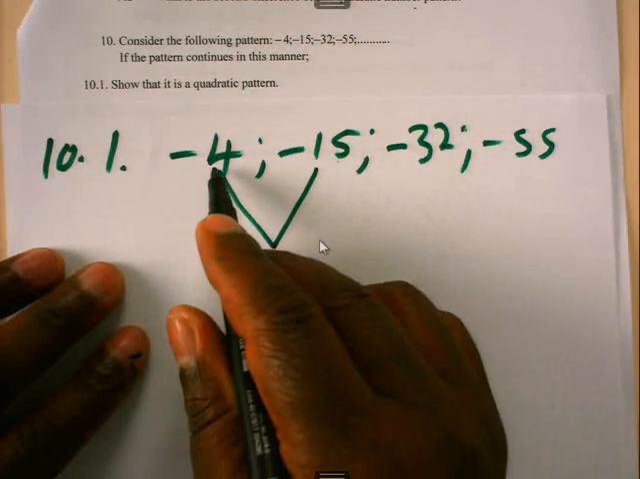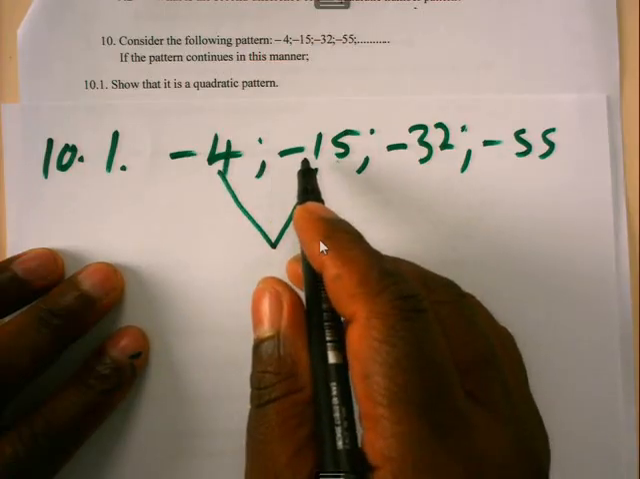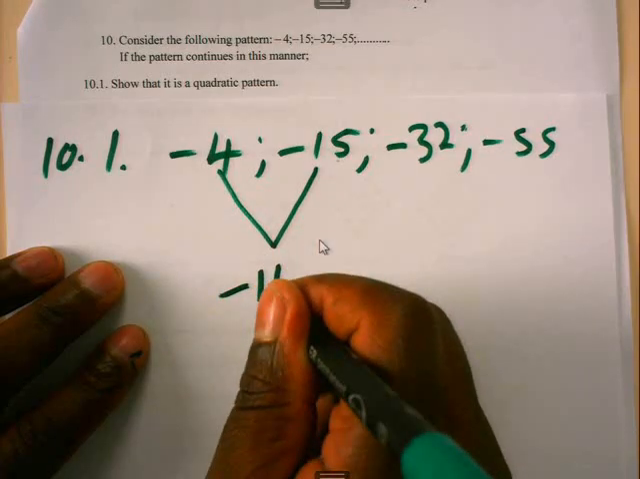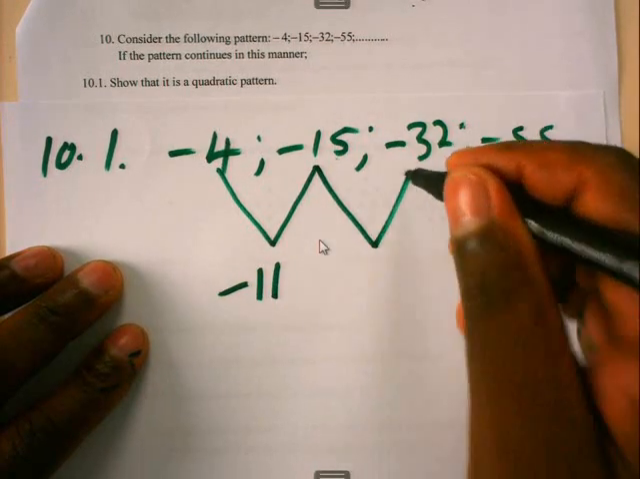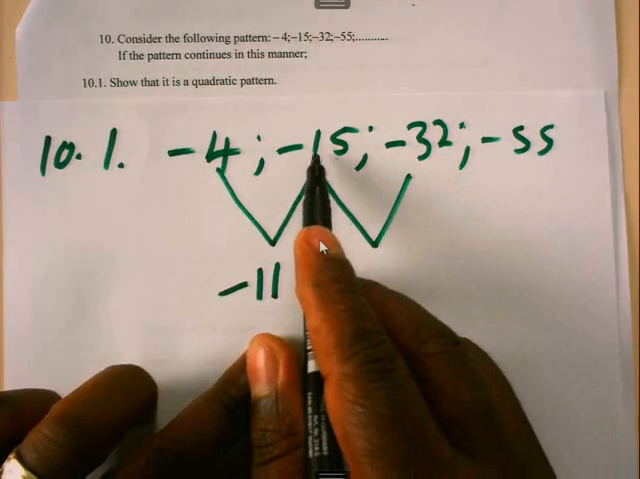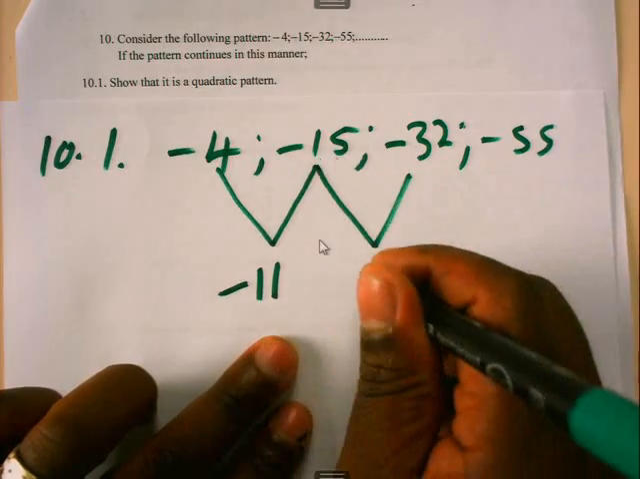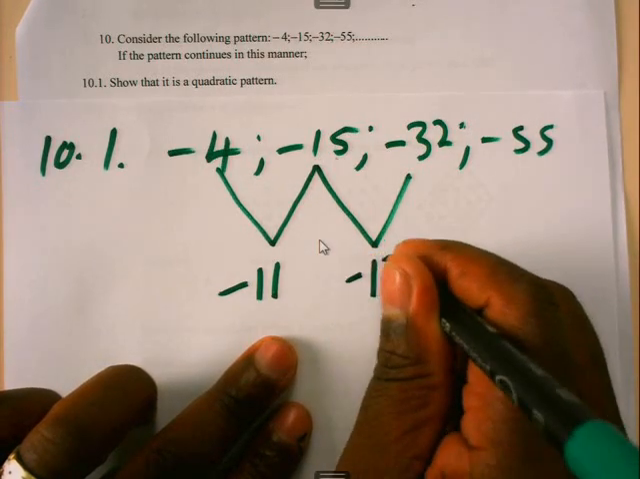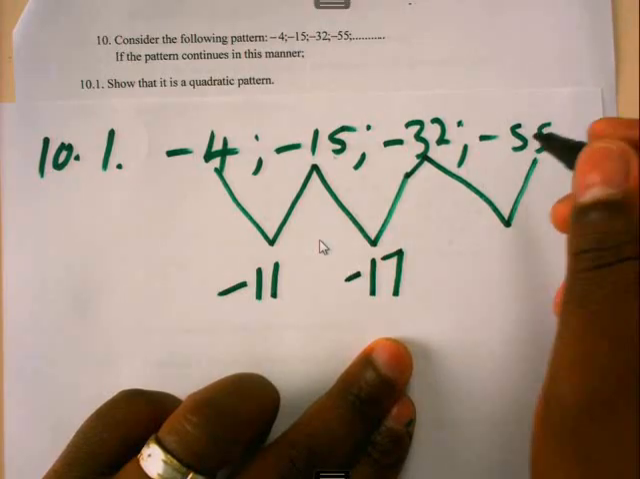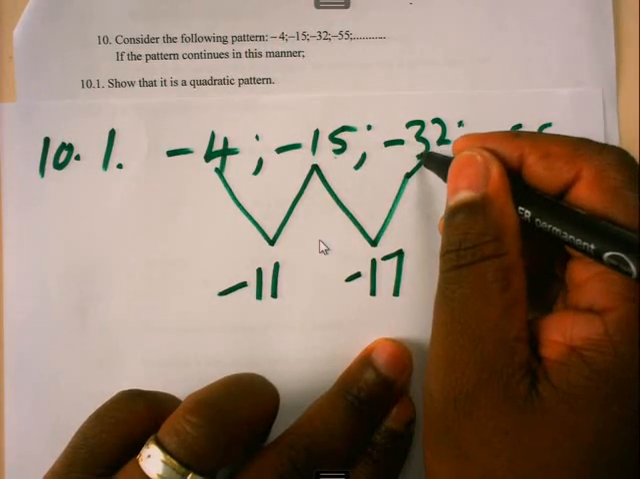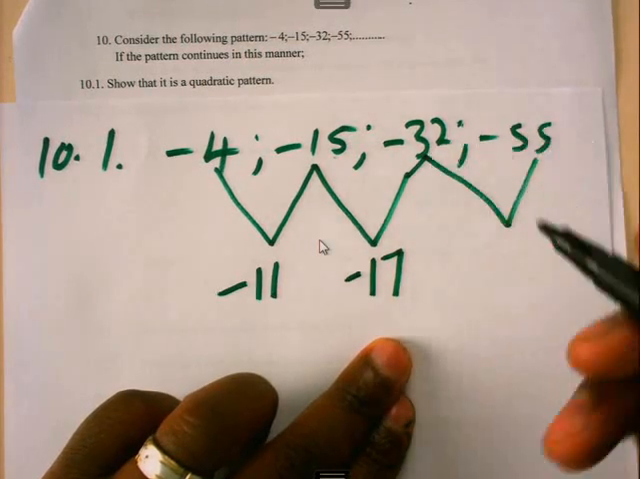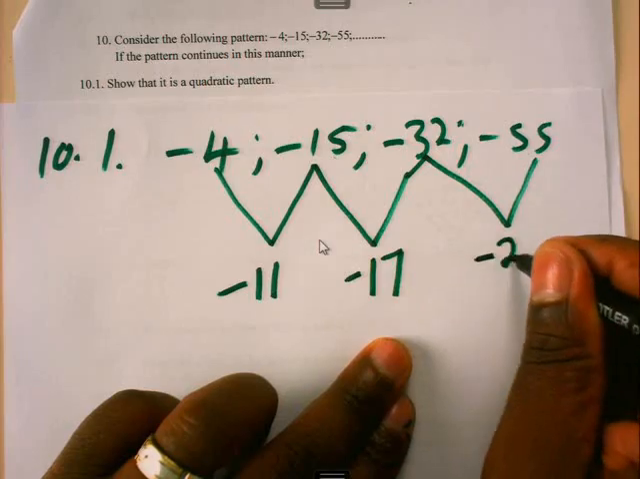Negative 15, you subtract negative 4. If you subtract, you've got negative 11. Negative 32, you subtract negative 15. If you subtract, you've got negative 17. Negative 55, subtract negative 32. If you subtract properly, you end up with negative 23.